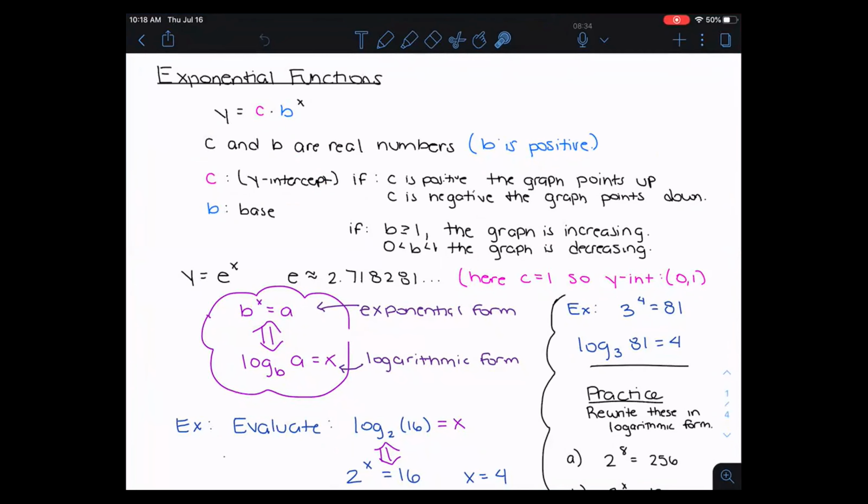So c represents your y-intercept, b represents your base. If b is greater than 1, your graph is increasing.